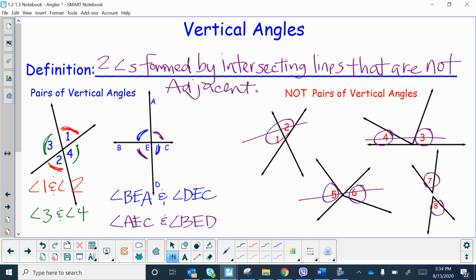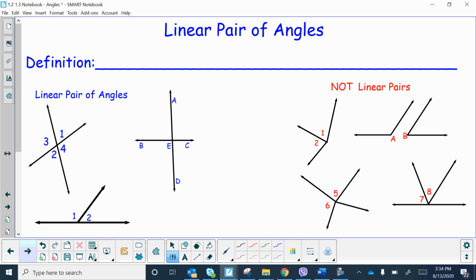Okay, so you'll notice the two red angles that are vertical, they're not adjacent, nor are the green or that blue pair or that purple pair. So we're going to use that word. Two angles formed by intersecting lines that are not adjacent. Okay, and really we should probably say formed by two intersecting lines to be exactly correct. So those are vertical angles, and they're pretty easy to identify. Just think opposite of each other.